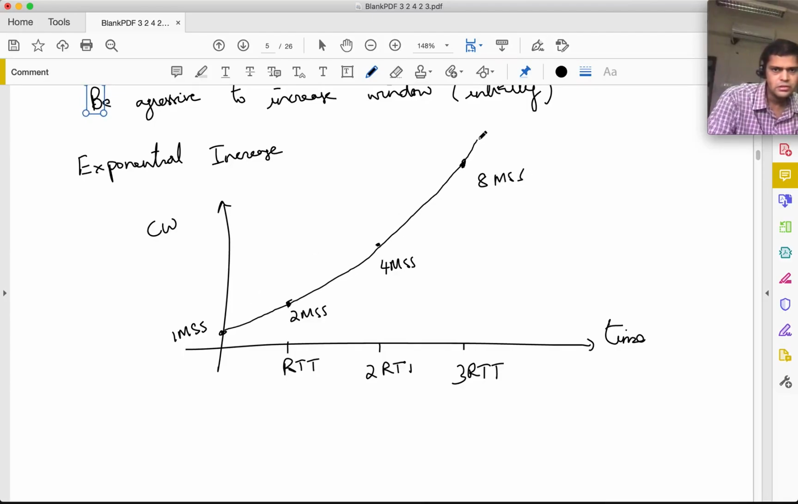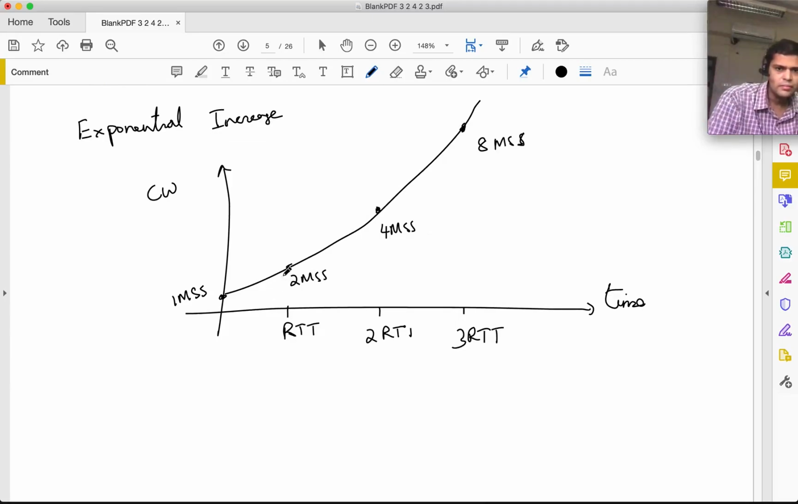So we increase the window size in this fashion, really fast. Of course, we can't do this forever because then we're going to end up congesting the network really badly. So we'll see what we do in a moment. But initially we do this, and the question is how to implement this. And again, we don't want to have a timer which measures the round trip time and so on, for the same reasons mentioned earlier. So we are going to use self-clocking.